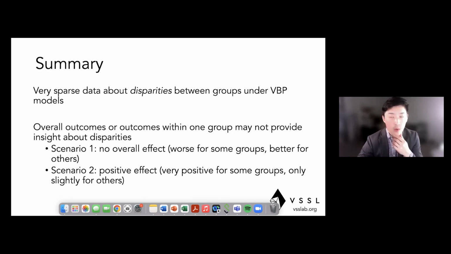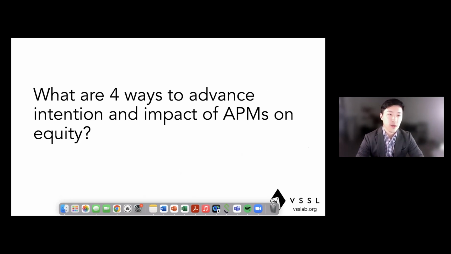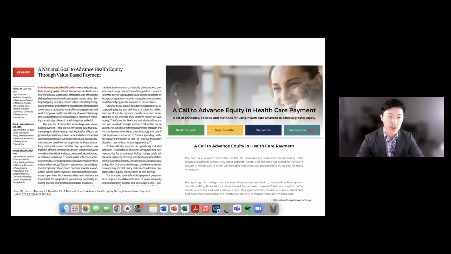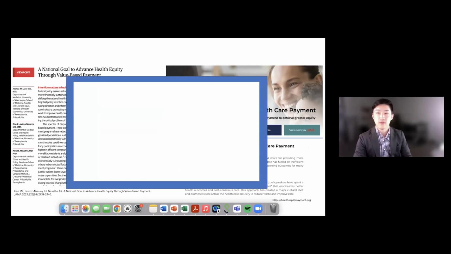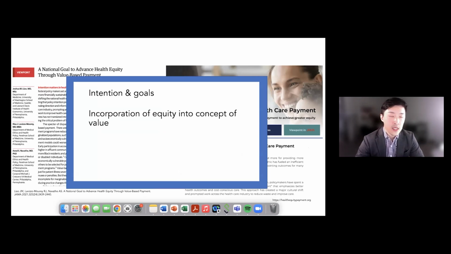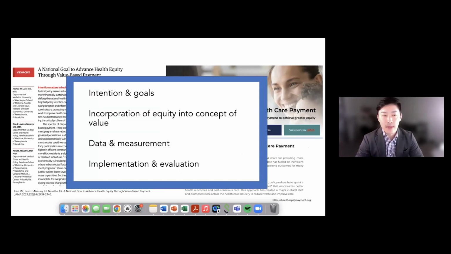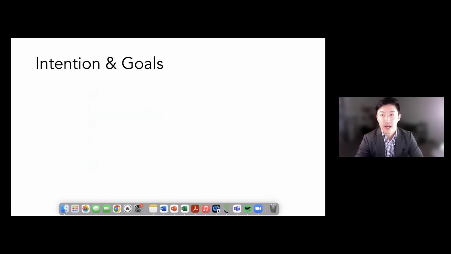So very quickly here, given the state of the data and what we've seen, and potential reasons for concern or assurance, what are four ways that we can continue forward to advance the intention and impact of APMs on equity? My colleagues and I have tried to do a lot of work to raise awareness and engage the community around this. We've identified four things that I mentioned earlier. One is intention and goals. Two is to incorporate equity into the concept of value. Third is data measurement. And fourth is implementation and evaluation.